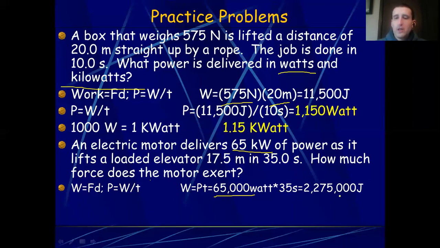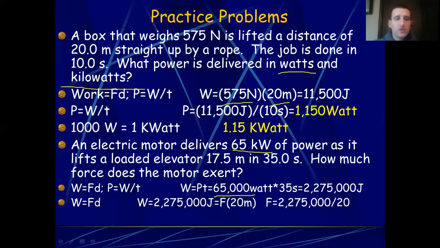We get 2.275 million joules of work. And then we can do the second part, right? If the work is 2.275 million joules and we don't know the force, but the distance is 20 meters, then we do our 2.275 million joules divided by 20. We end up getting our force of 113,750 newtons.